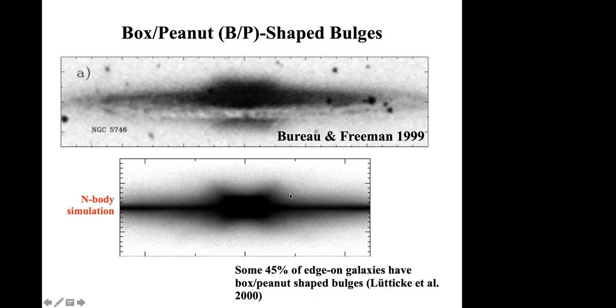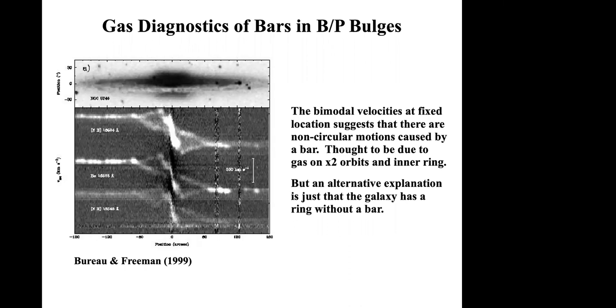And so this has led to the idea first put forward by Combes and collaborators that when you see one of these box peanut bulges, what you're really seeing is the presence of a bar. And this is just the vertically thickened part of the bar. Okay. So a number of authors, in particular Bureau and collaborators, sought to make this connection.